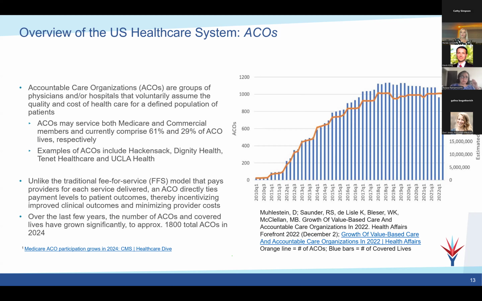And you can see that over time, the number of ACOs, which is this orange outline, the growth of ACOs, right, the number of ACOs, and then the number of covered lives have increased, leveled off a little bit. And then last I read, in 2024, there was actually quite a boom in ACOs, and there were about 1,800 total ACOs in the US.